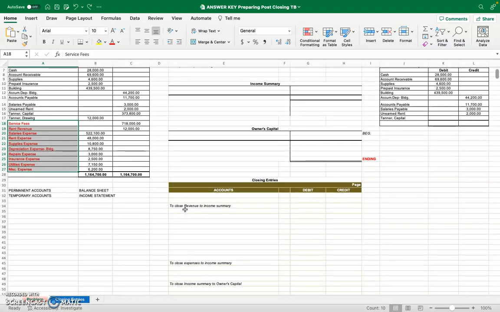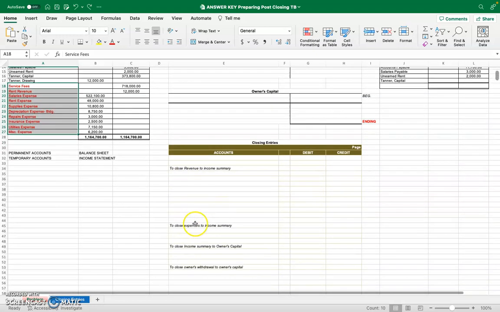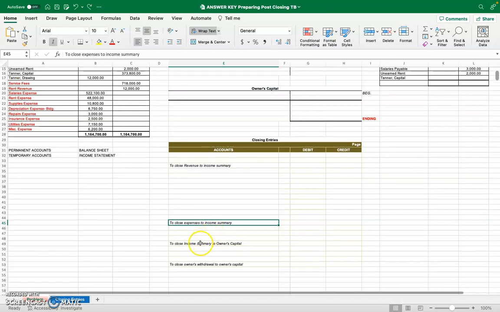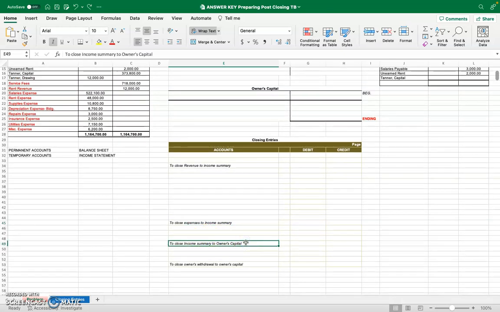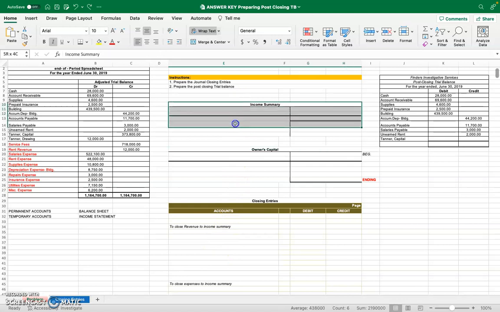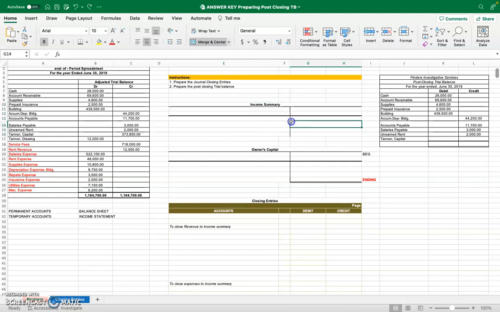So we have four steps. First is to close revenue to income summary. The second step is to close expenses to income summary. Third step will be to close the income summary to owner's capital and to close owner's withdrawal to owner's capital. Now, the T account that you can see here will show you the final balance of the income summary and the owner's capital's beginning balance. And the goal here is to get the ending balance that we can transfer in the post-closing trial balance.